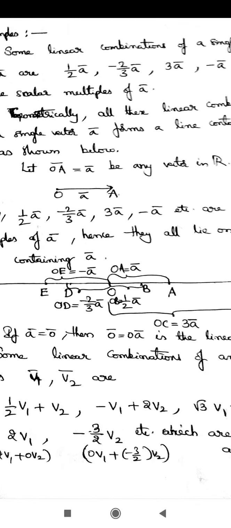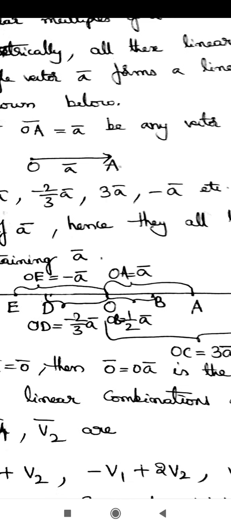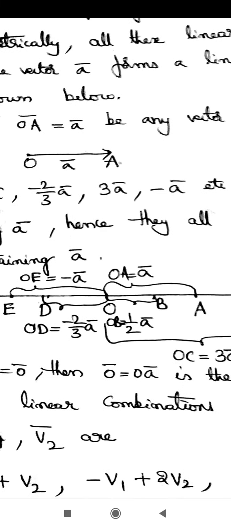And on the left hand side of the origin we can see two vectors OD and OE. OD is minus 2/3 of a bar. As it has a minus sign, it is on the left hand side of the origin. It is 2/3 of a bar, meaning 2/3 the magnitude of a bar, and so it is less in length than the vector OA. And finally the vector OE is minus a bar, which is on the left hand side of the origin since it has a minus sign.